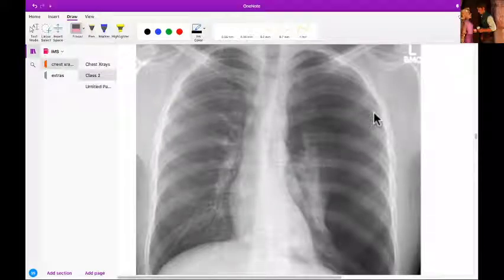No, it's because of the pneumothorax that it is compressed. It's not visible in this view. Maybe in the lateral view you'll be able to see.